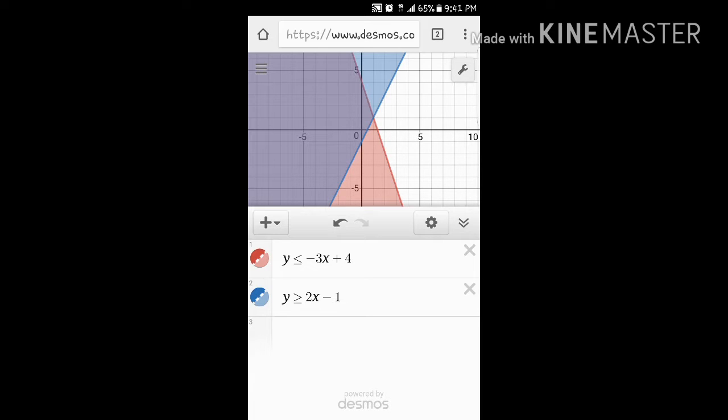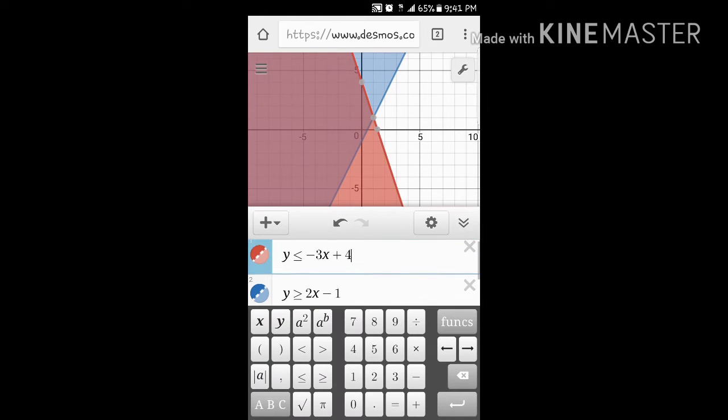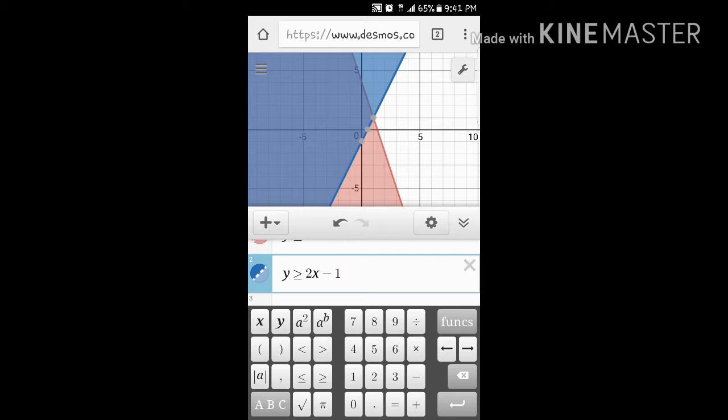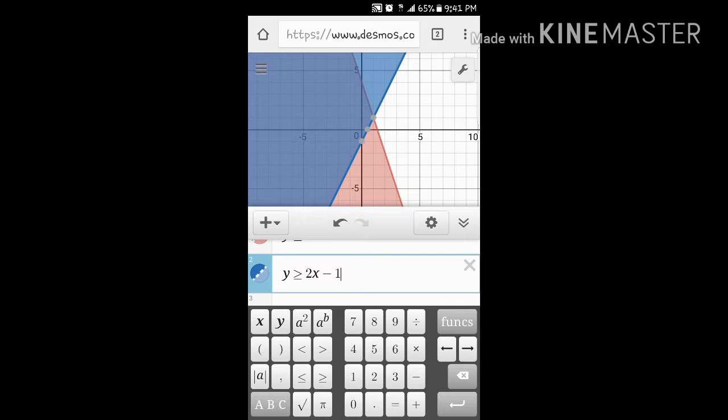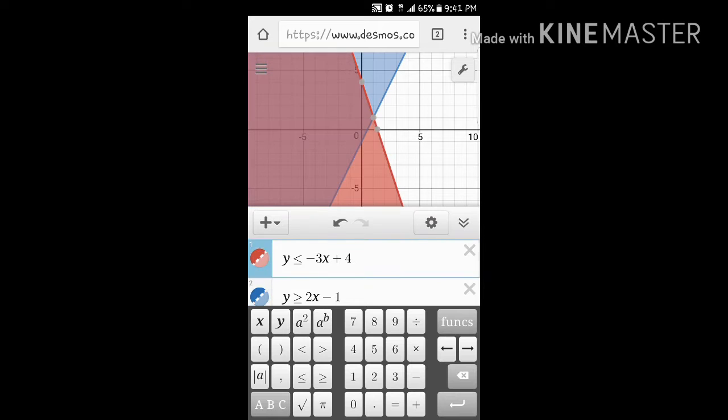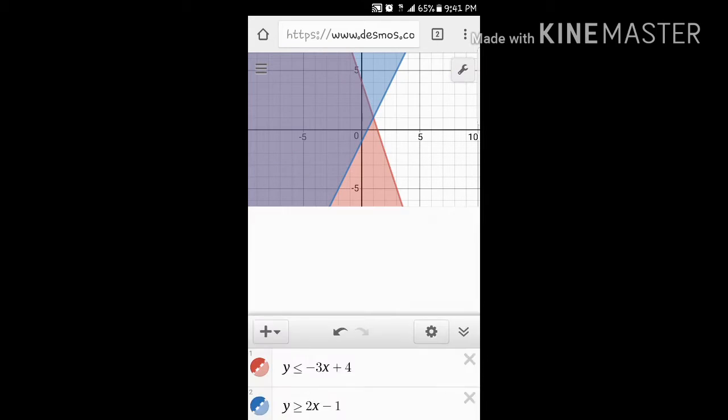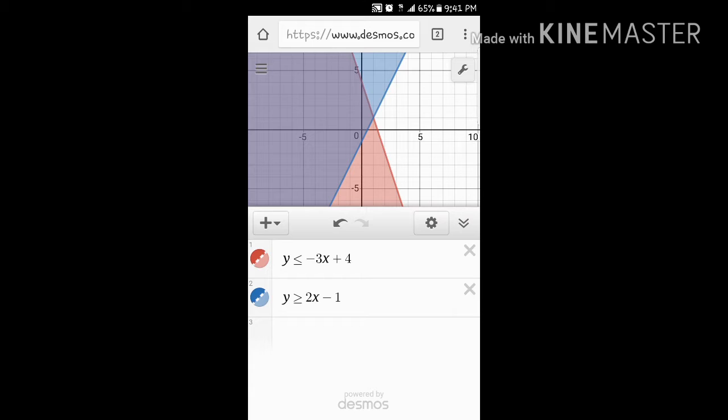But today we're gonna learn how to solve systems of inequalities. Usually they give us two equations, which is this one and this one. On a school calculator you can do it faster, but since I don't have a calculator at home, I'm gonna do them on Desmos, which is a free website where you can graph lines or inequalities.